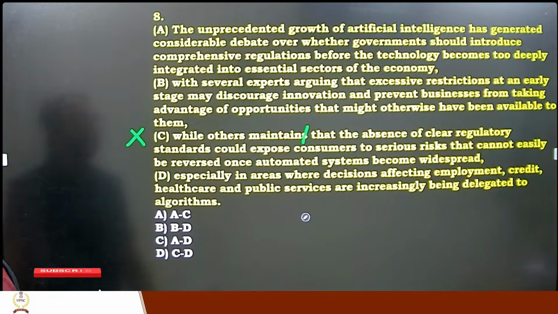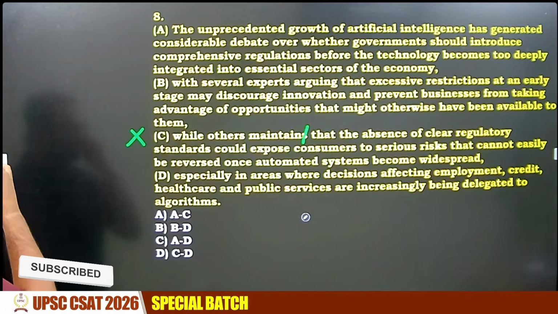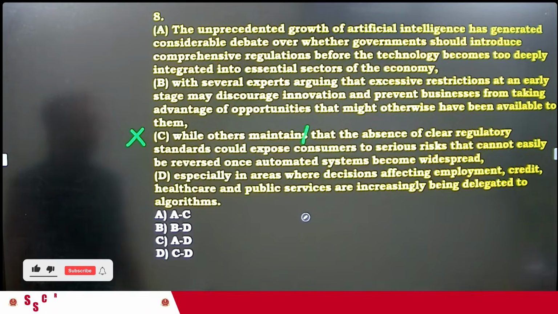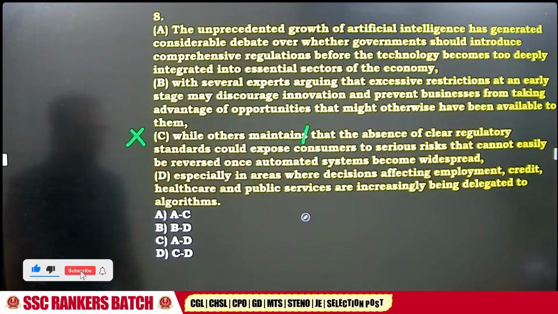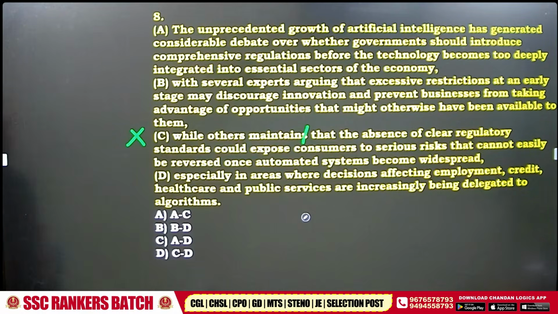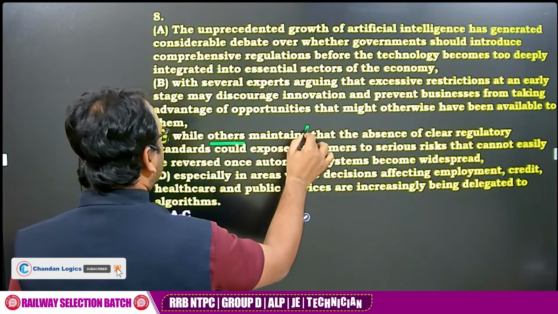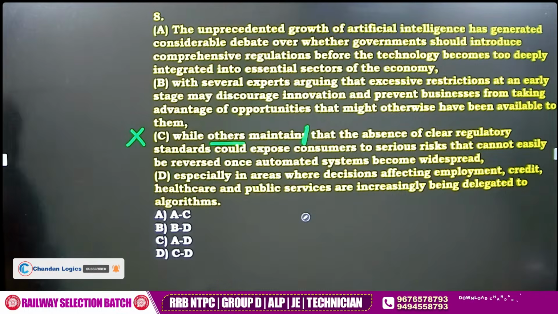That the absence of clear regulatory standards could expose consumers to serious risks that cannot be easily reversed once automated systems become widespread, especially in areas where decisions affecting employment, credit, healthcare and public service increasingly being delegated to algorithms. So part C, there is a simple error. Others maintains, wrong. We say others maintain.